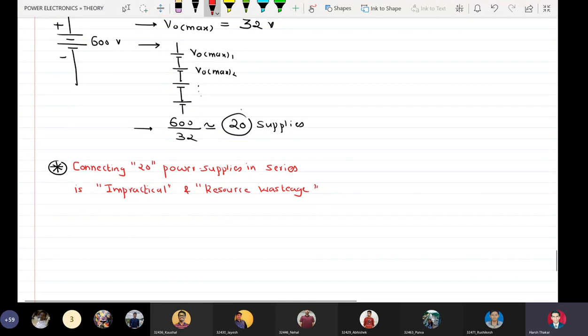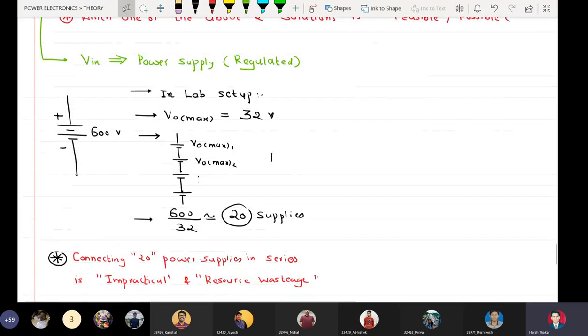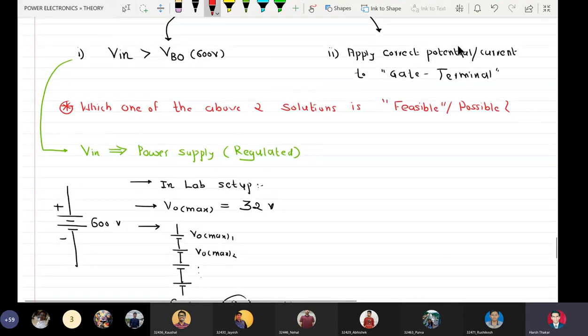The point. So solution number one is not only impractical, but it leads to resource wastage. The second one, let us see, is it feasible? Okay. So now we consider the second solution. Apply the correct potential or current to gate terminal.